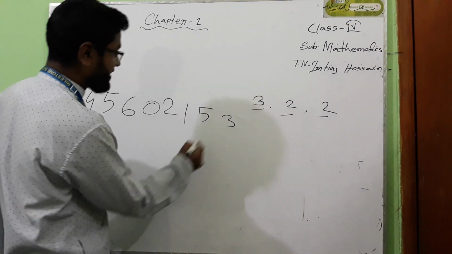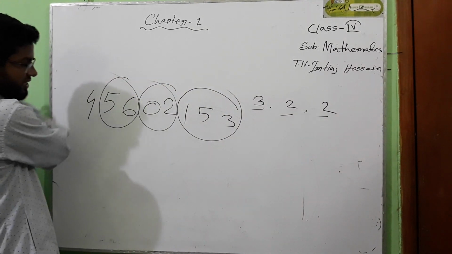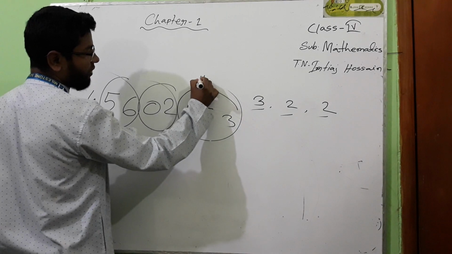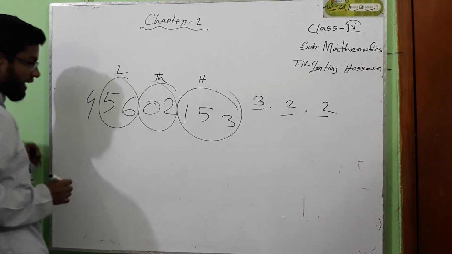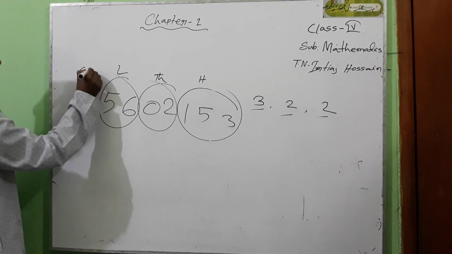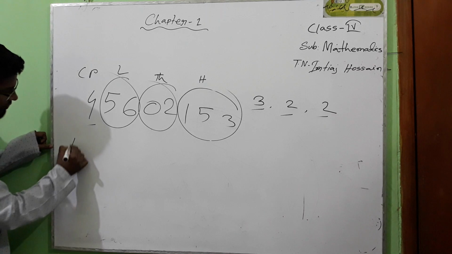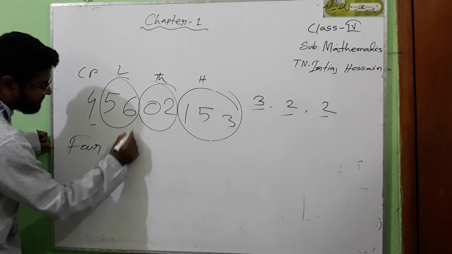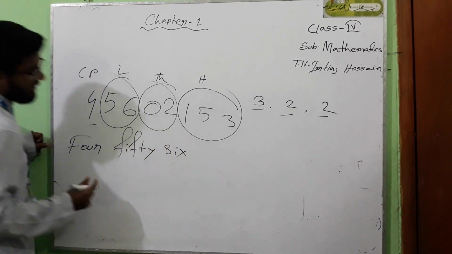Look, from the right side, separate the 3 digits, then 2 digits. 3 2 2. 3, this is for 100. This is for 1000. This is for lakh. Now, this is for crore. How many crore? 4 crore. How many lakh? 56 lakh. Look.